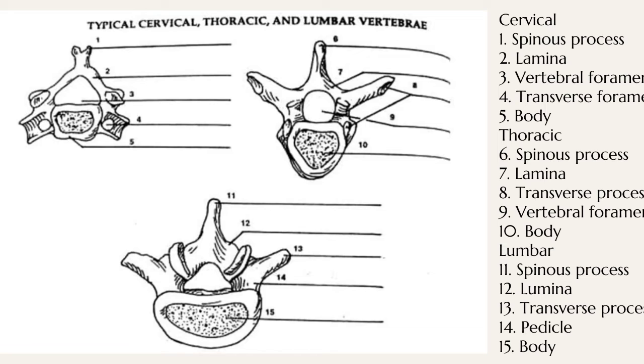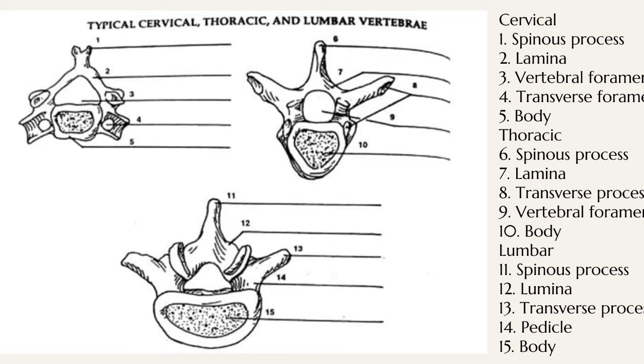So in thoracic, number 6 is spinous process. Number 7 is lamina. Number 8 is transverse process. Number 9 is vertebral foramen. And number 10 is body. So this is the same as what I've said in the cervical.